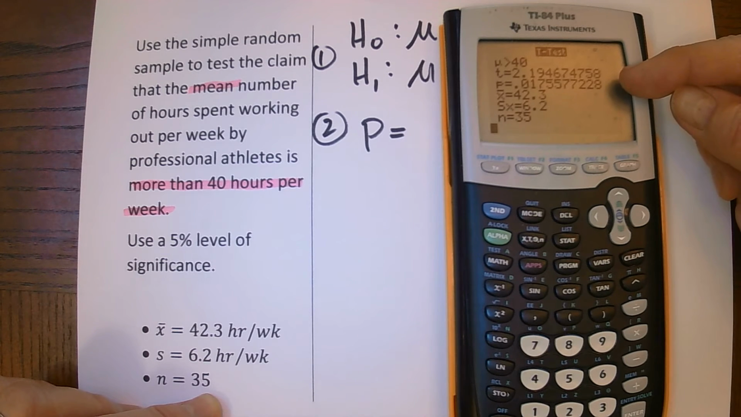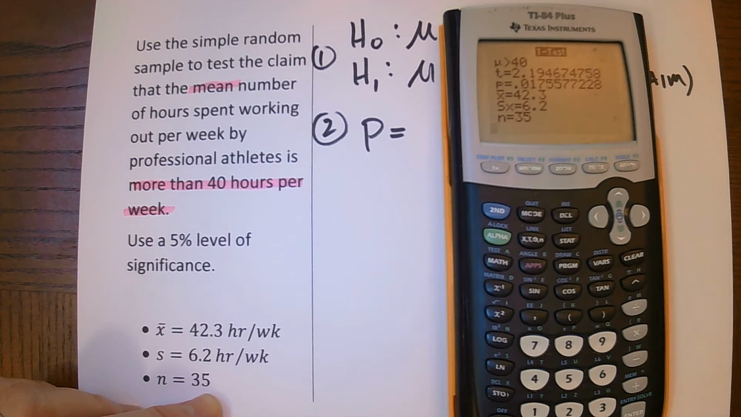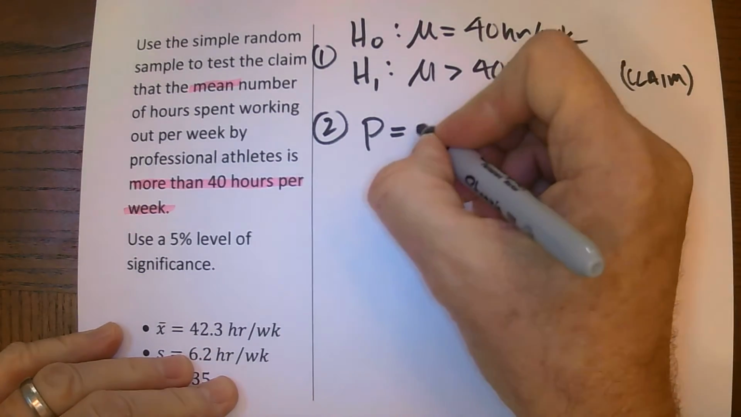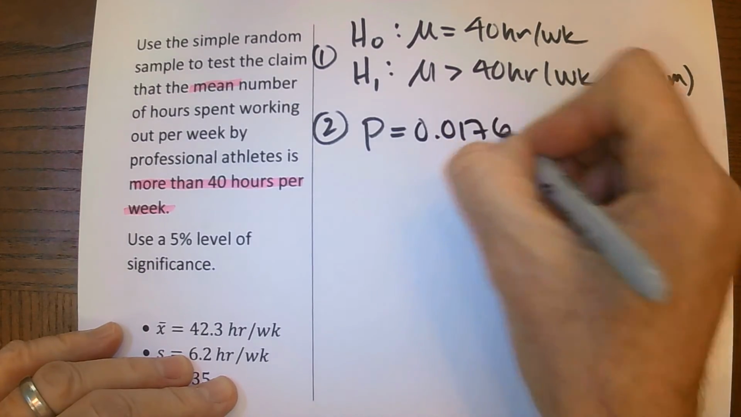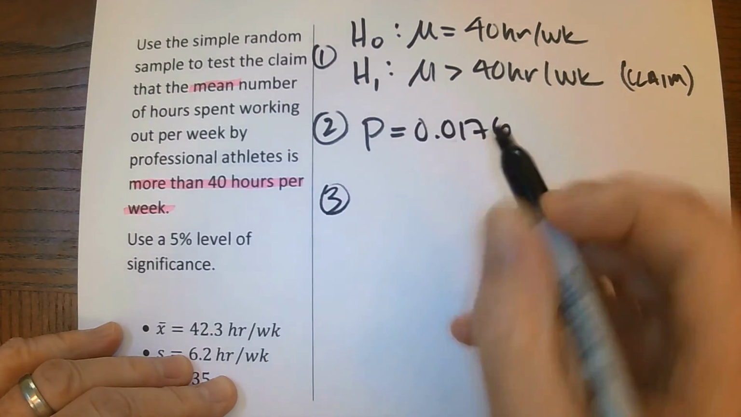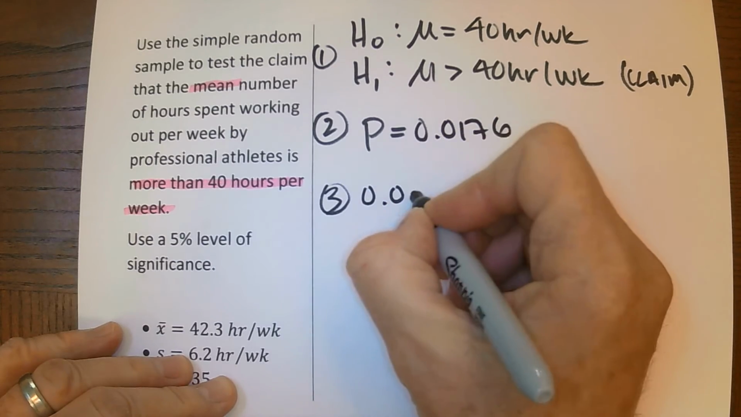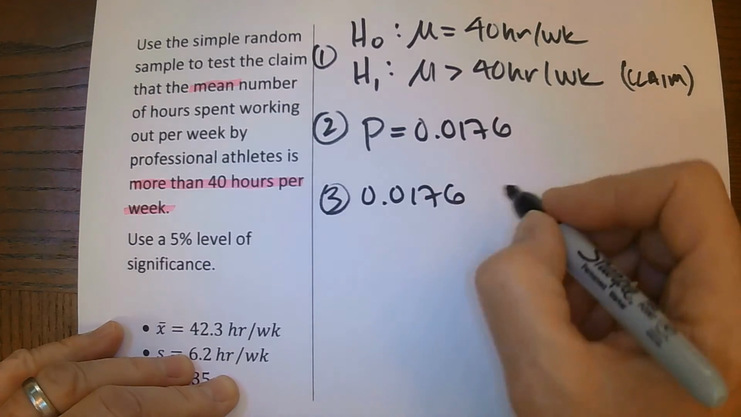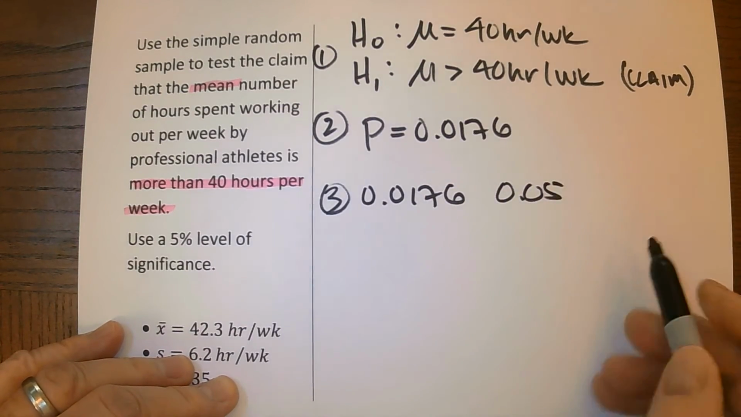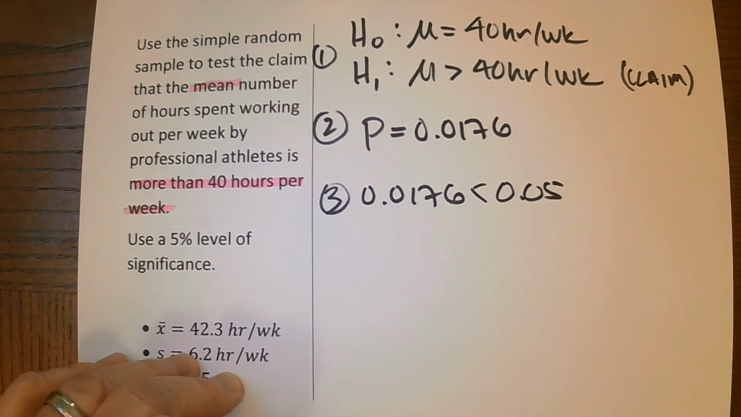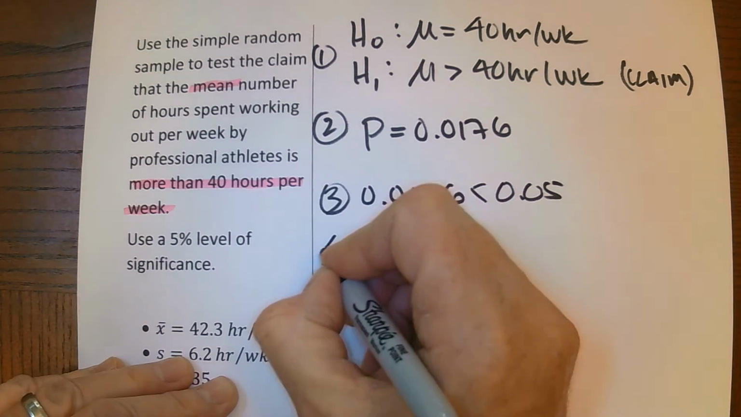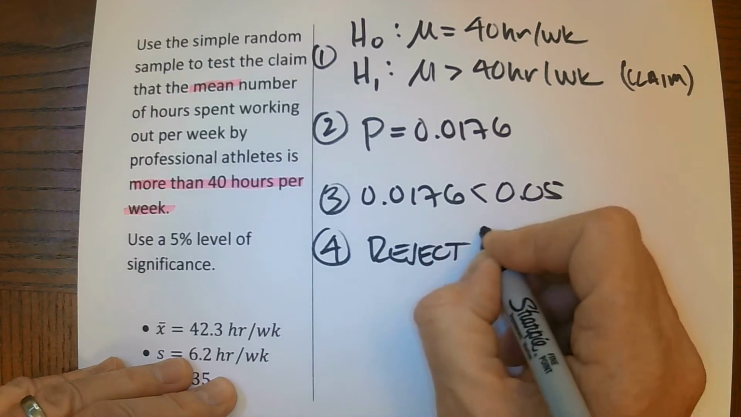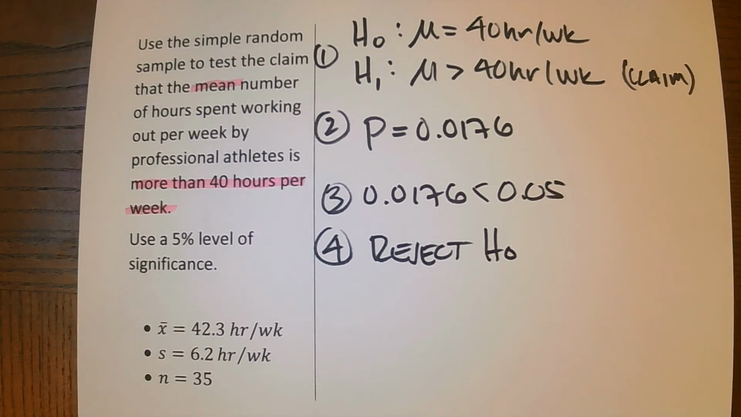There's my p-value. 0.0176. So that's the second step. Third step, I'll compare this to my alpha. The alpha is 0.05. My p-value is less than the alpha. When p is less than or equal to alpha, we reject the null hypothesis.